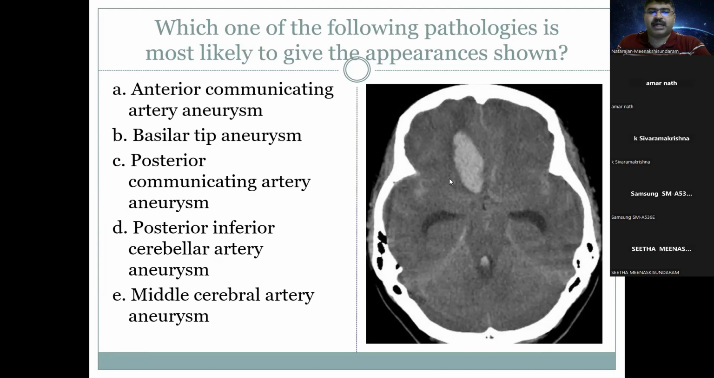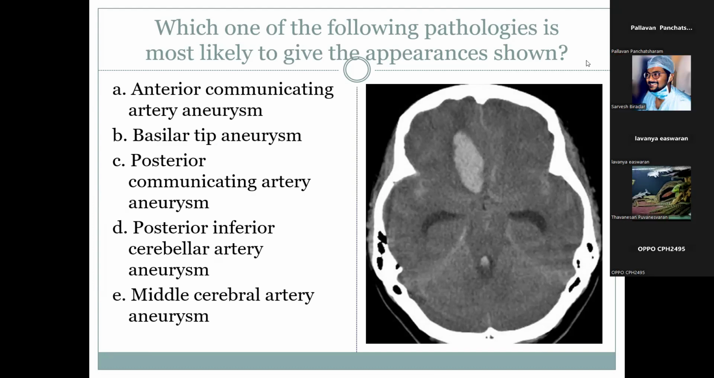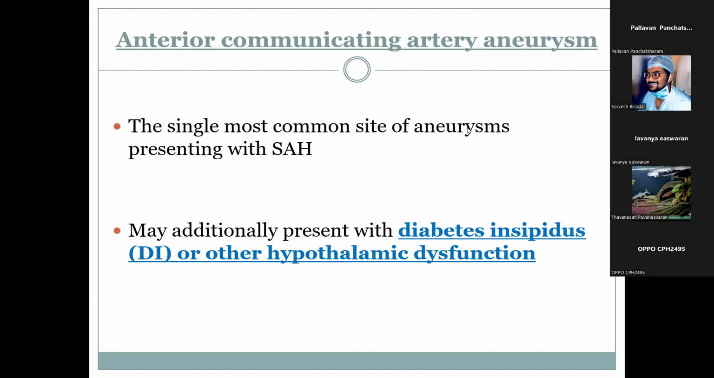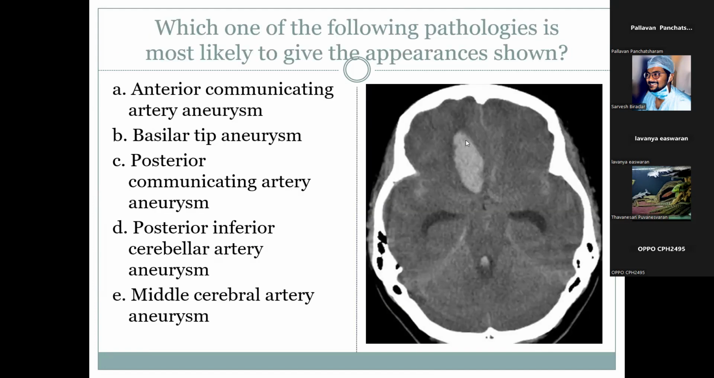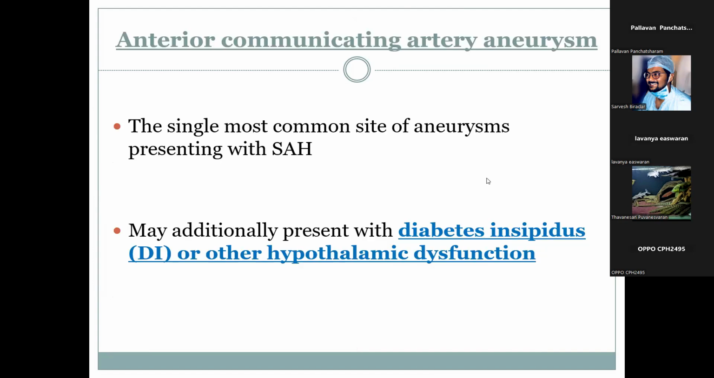So what is the probable aneurysm? It is an Acomm aneurysm, the anterior communicating artery. So this is the classical picture, the flame-shaped hemorrhage seen in anterior communicating artery aneurysms. This is one aneurysm which we should be very much familiar with.